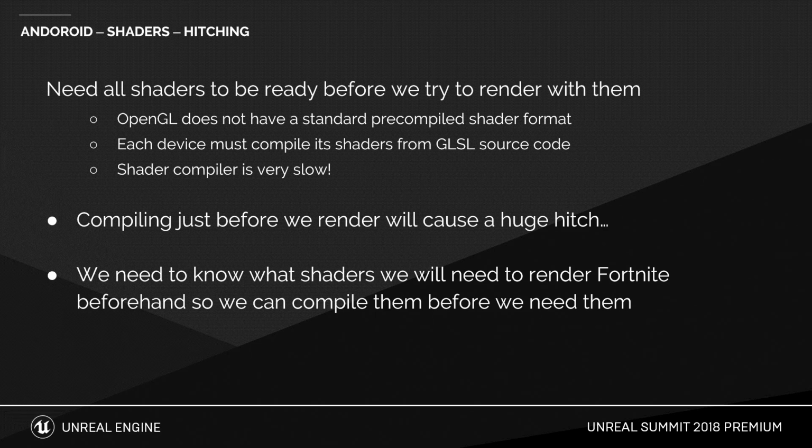So we need all the shaders to be ready before we can render them, but OpenGL doesn't have a standard way to pre-compile the shaders. So we compile the shaders from that source code, but the shader compiler is very slow. So if we try to compile them just before we render an object, we're going to end up with a big hitch. So we have to know what shaders we need beforehand.